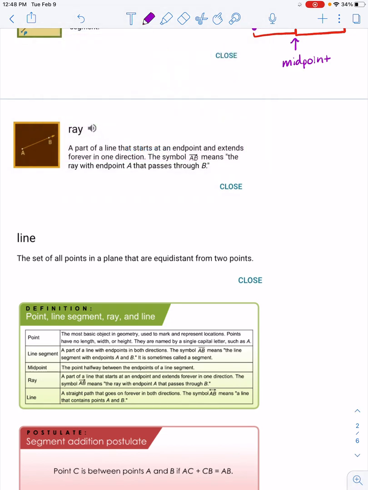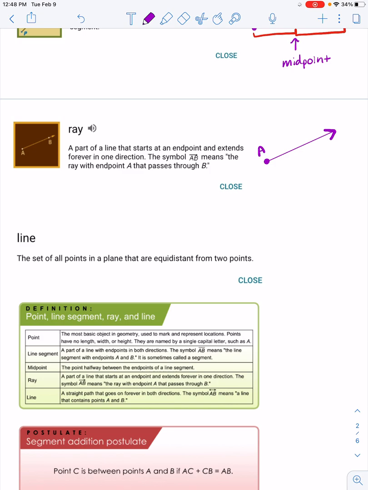Okay, and then the last one before a little summary here. Oh no, actually there's two more. So a ray, a part of a line that starts at an endpoint and extends forever in one direction. So it says it starts at an endpoint and then it goes on forever in one direction. So it kind of looks like this. It has an arrow on one end and an endpoint on the other end.